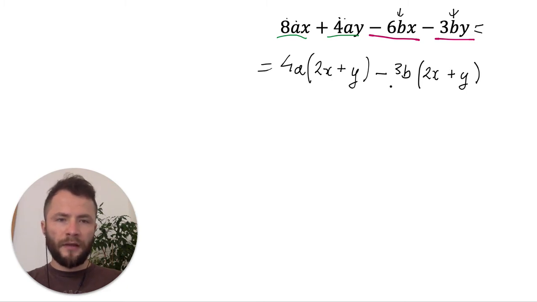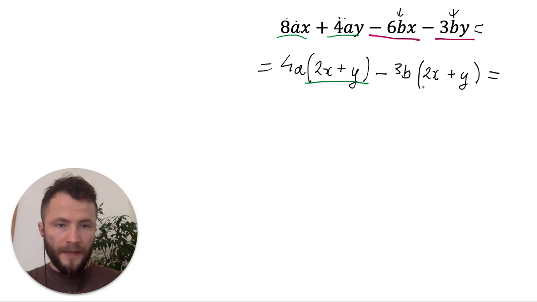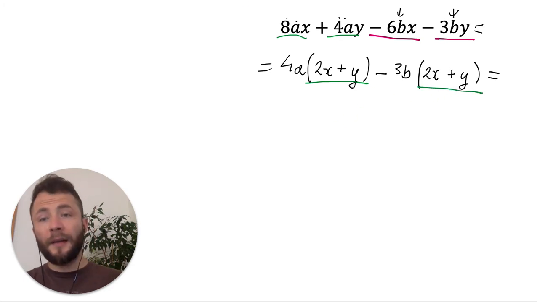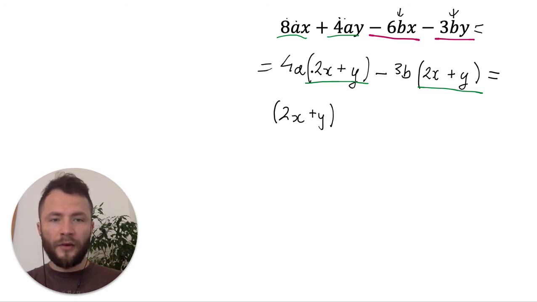Now, let's take a look at the expression on this line. I have 4a and minus 3b outside of the bracket, and 2x plus y inside of the bracket. In this case, we can treat the full bracket as a common term, which means that we can take it out of this expression. The way to do it is that you would rewrite the full bracket as so: 2x plus y, and then the other two terms, 4a and minus 3b in this case, would go into their own bracket: 4a minus 3b. And that's our expression factorized.